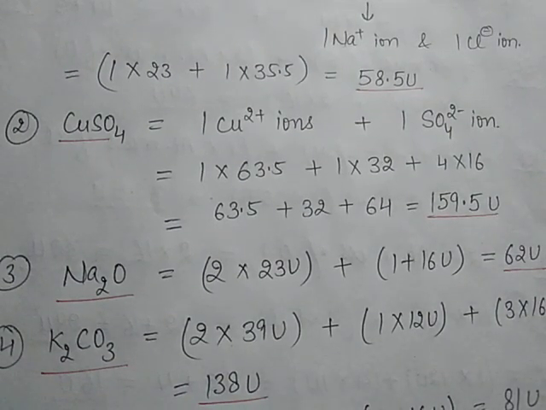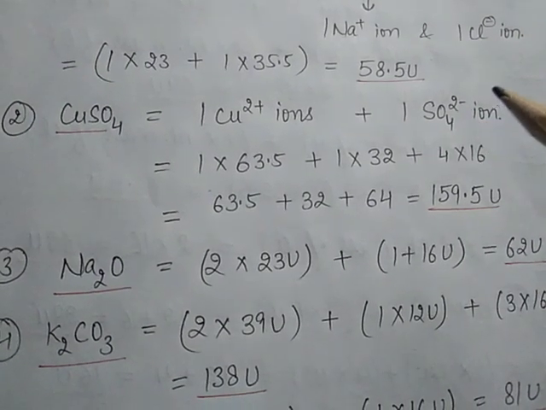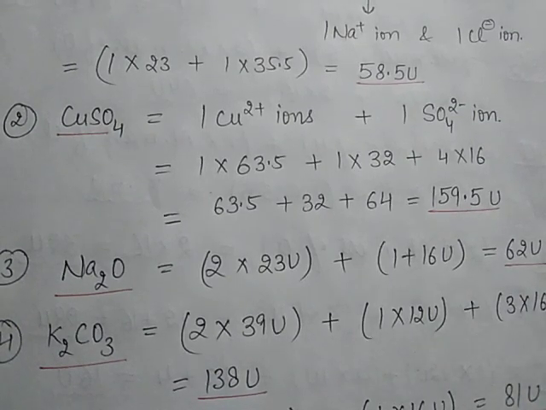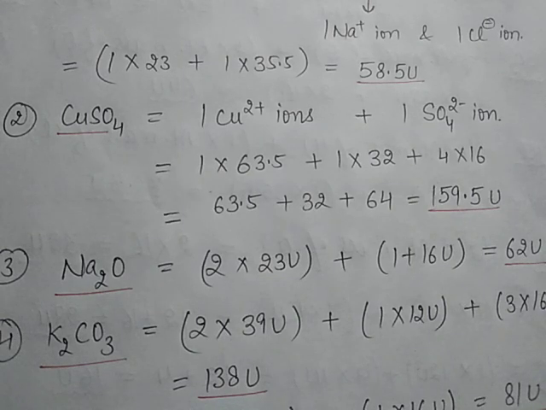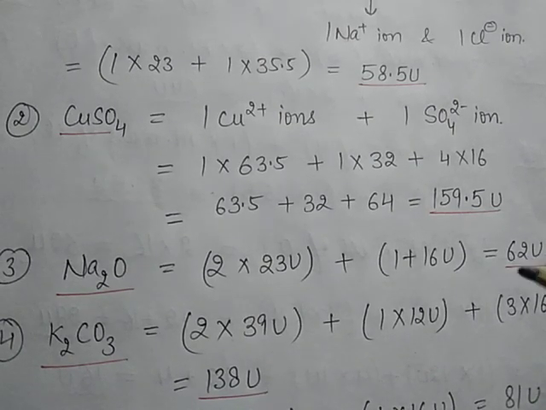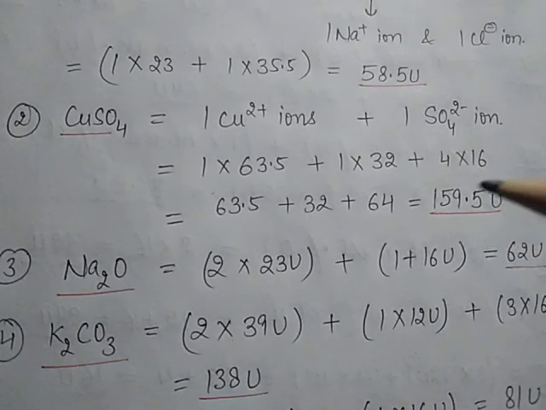So there is only a small difference between the molecular mass and formula unit mass. Molecular mass is used for calculating the atomic mass of all the atoms in a molecule, but formula unit mass is the sum of atomic masses of all the ions present in an ionic compound. But the formula unit mass calculation is the same as that of molecular mass.